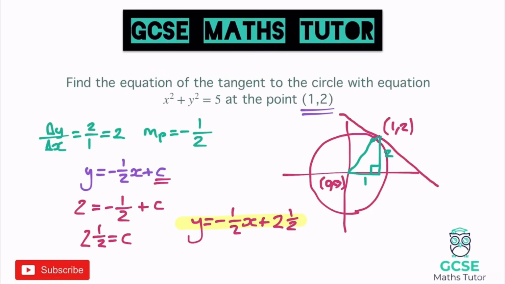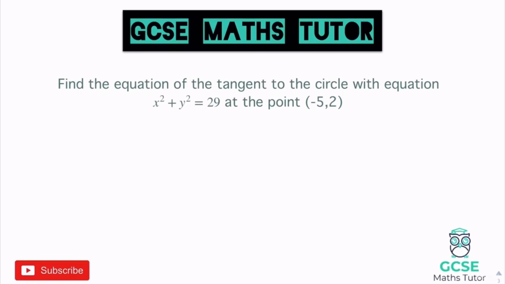We'll have a look at one more before you have a go. Okay, so find the equation of the tangent to the circle with the equation x squared plus y squared equals 29, but at the point negative 5, 2. So thinking about what this one looks like, just draw a little sketch.